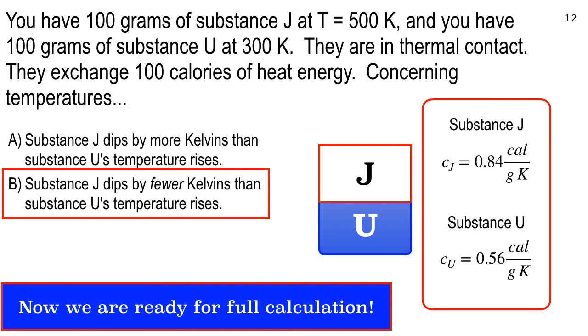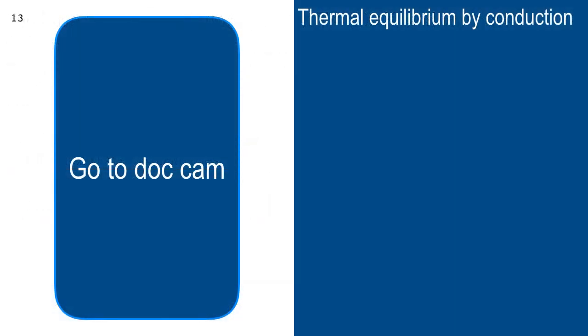That's right. Substance J is dipping. For every calorie exchanged, substance J dips, but not by much. And substance U really dips upward by quite a bit more. So there's your answer. Now we're going to apply that when we go to the document cam in a second.